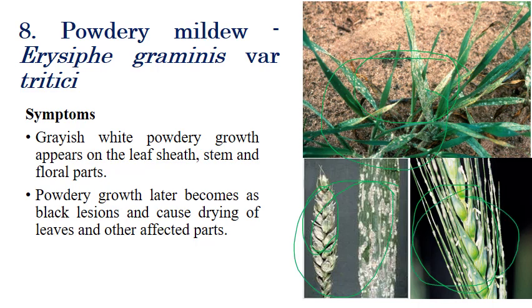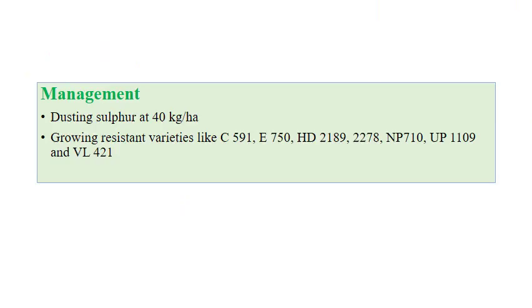Later, this powdery growth becomes black colored lesions. Initially it appears as white colored powdery growth, later slowly turns to black colored lesions, and it causes drying of leaves and other plant parts also. This is about powdery mildew. Coming to the management practices, dusting of sulfur at the rate of 40 kilograms per hectare, along with growing resistant varieties like C591, E750, HD2189, HD2278, NP710, UP1109, and VL421, which are the recommended resistant varieties for powdery mildew.